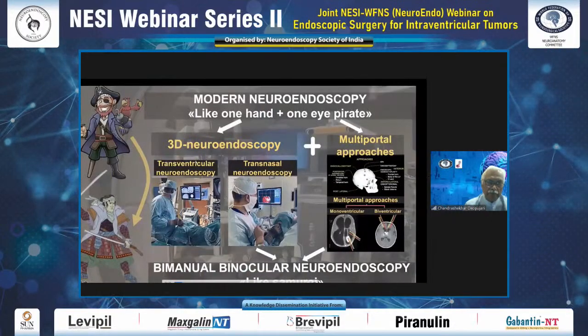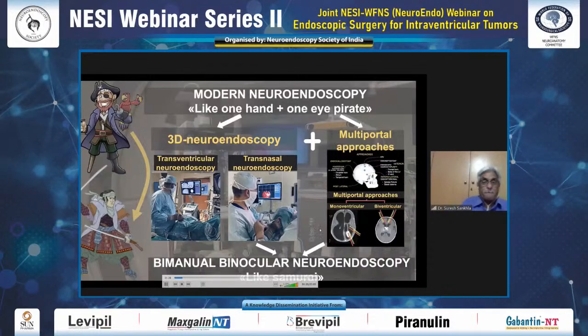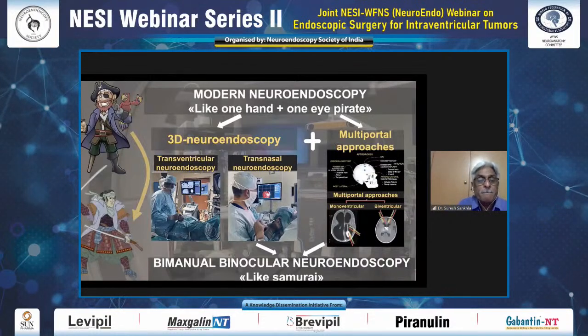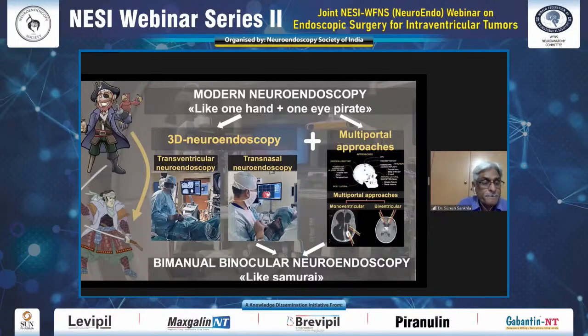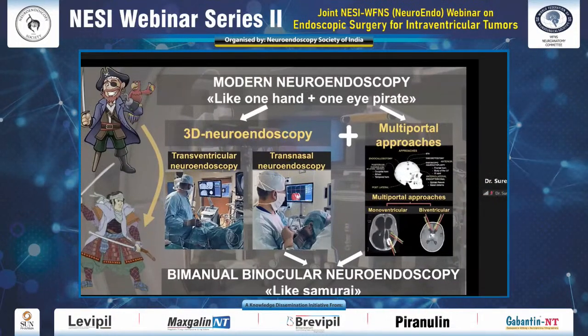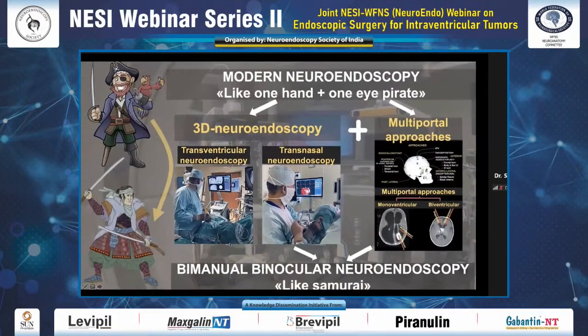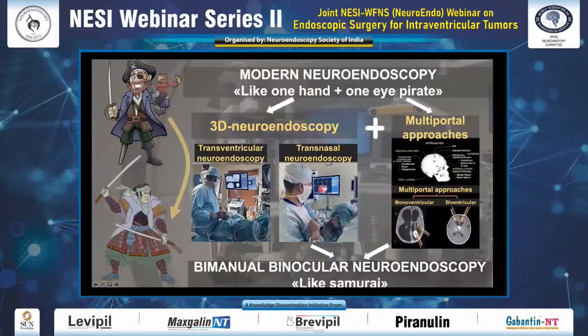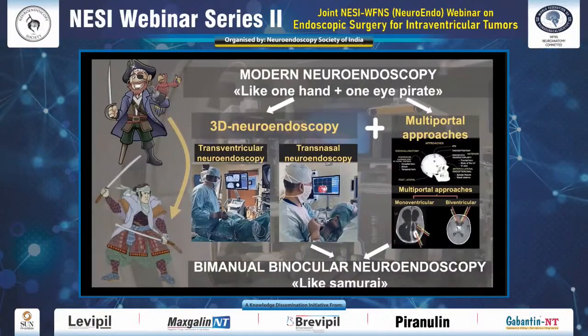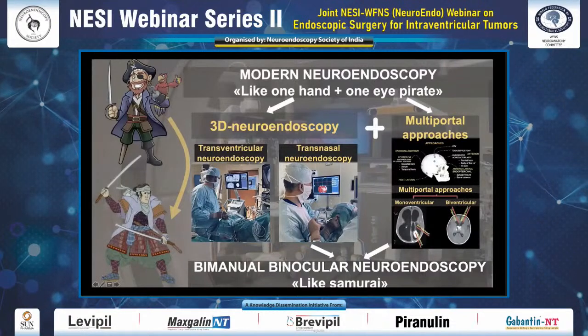Cerebrospinal fluid and endoscopic equipment and perspective give us possibilities, but endoscopy has limitations. So I will try to find new ways to exclude these limitations. So why we find 3D neuroendoscopy very useful, and the multi-portal approach very useful, just for improving this current technique. And now we have binocular neuroendoscopy, like a samurai, you see on the slide.